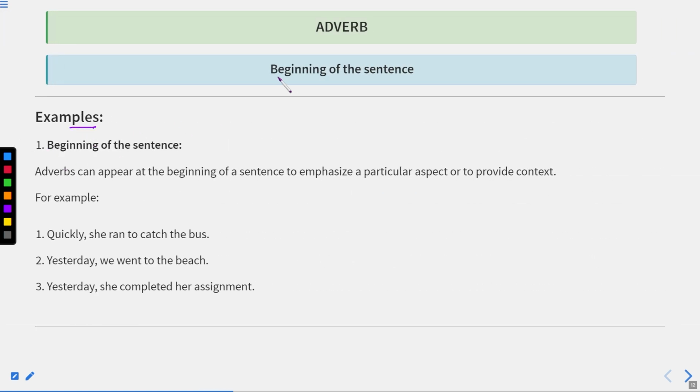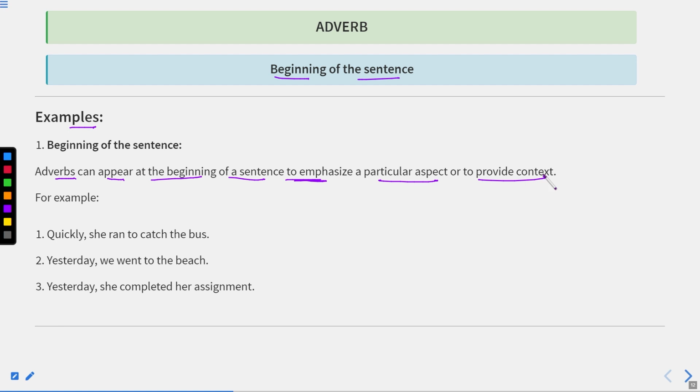Examples. First of all, we'll see the adverb at the beginning of the sentence. Beginning means when we initiate the sentence. It does not mean that this adverb will make the sentence, but maybe possible before the sentence we can see this adverb. For example, adverbs can appear at the beginning of a sentence to emphasize a particular aspect or to provide context.